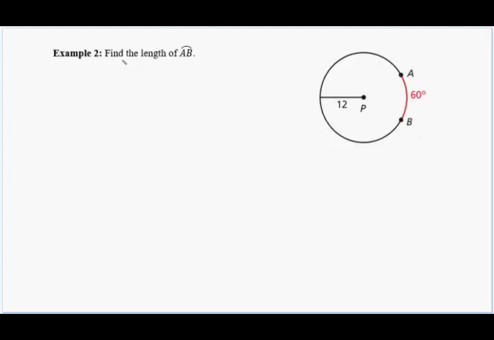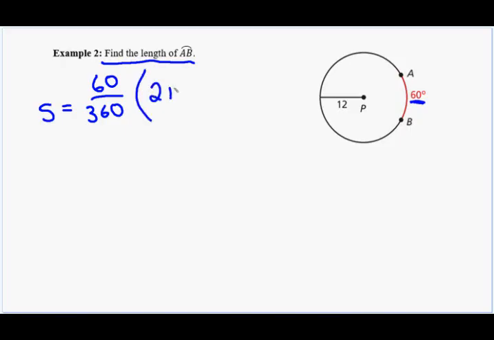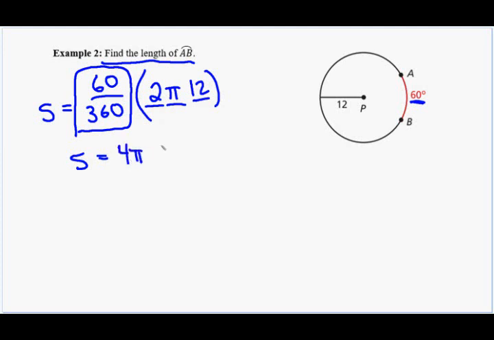All right, example 2. Find the length of AB. Well, AB is marked here. They give it to us as 60 degrees. So S is arc length. 60 degrees is our arc out of a full 360-degree circle. And we're going to multiply that by 2 times pi times 12. So on your calculator, you could do 60 divided by 360 times 2 times pi times 12. And you should get 4 pi, or approximately 12.57 units.